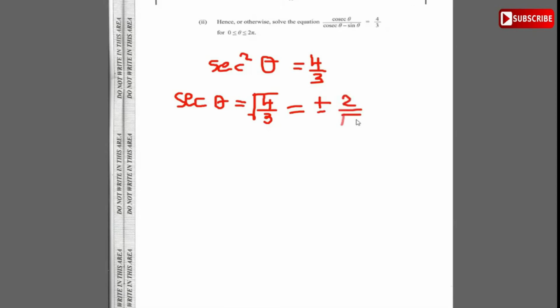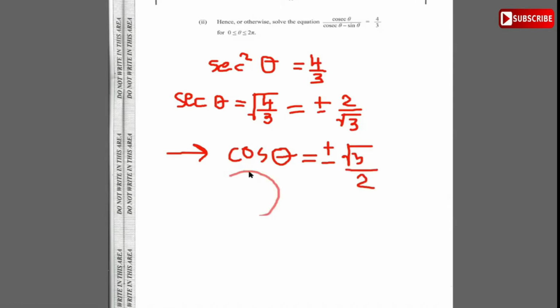And then sec theta, as we know, is 1 over cos. And so that implies that cos theta is equal to plus or minus root 3 over 2. So if cos theta is equal to plus or minus root 3 over 2, we want the solution in every quadrant. So we want the solution in all the quadrants.